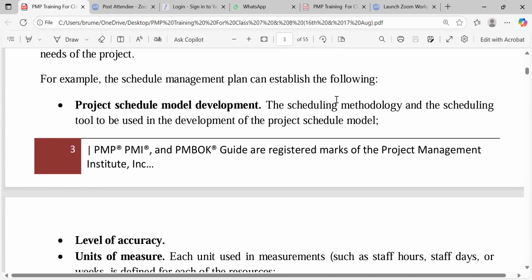So in the project schedule management plan, we want to see the adopted model to be used. And then the level of accuracy. It is very important. You must come up with it. The level of accuracy. When we say accuracy, if we say 1 hour, what do we mean? Is it 45 minutes? If we say 1 day.